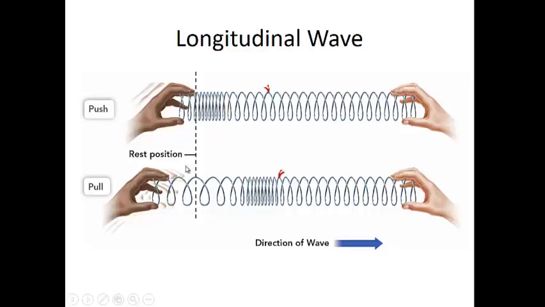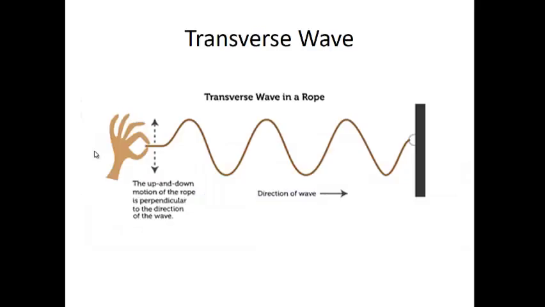But then the hand is also going to the right and to the left. So it's in the same direction that the wave is traveling. And so this is a longitudinal wave. A sound wave is an example of a longitudinal wave.